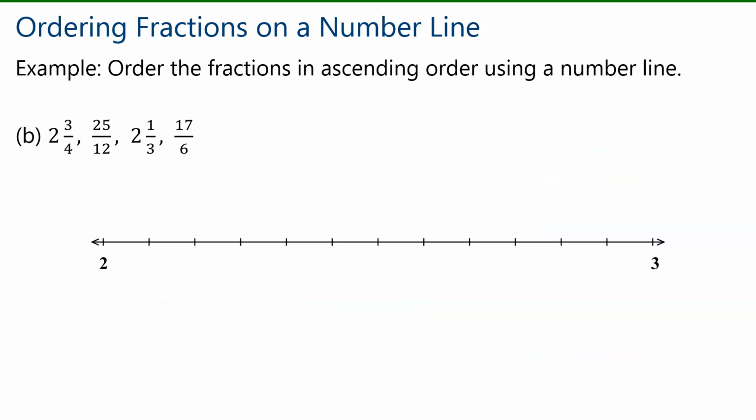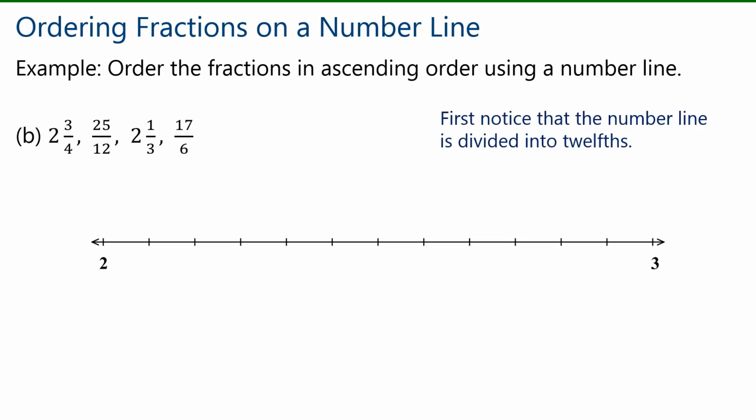Now for the next example, we're going to write our fractions in ascending order, meaning least to greatest. Now I don't see any benchmarks on this number line, but when I add up the spaces, I see that it's divided into 12ths. So I'm going to write each fraction over 12. I'm going to create equivalent fractions here.